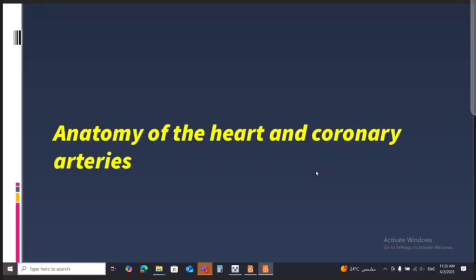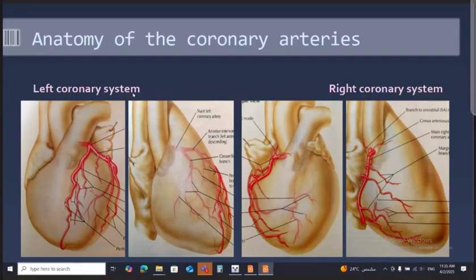Okay, we have discussed the physical principles of CT and the requirements for good quality CT. Now we are going to have a look at the anatomy of the heart and coronary arteries. Coronary arteries are composed of 2 systems: the left coronary system and the right coronary system.